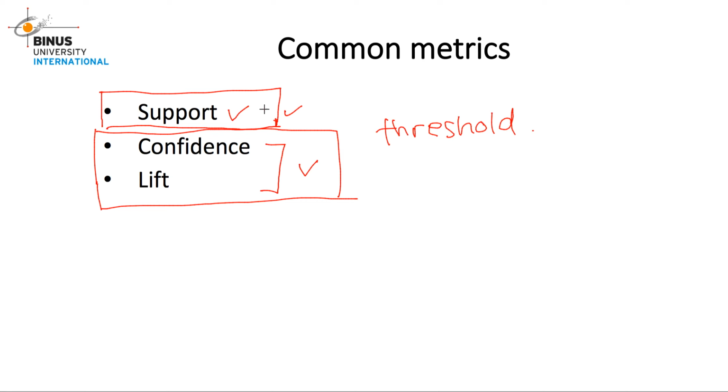So why do we need these 3 metrics? Because we don't want to calculate every single possibility. So we can prune infrequent occurrences based on the threshold that we already decided. These 3 thresholds are given by the human, by the user.